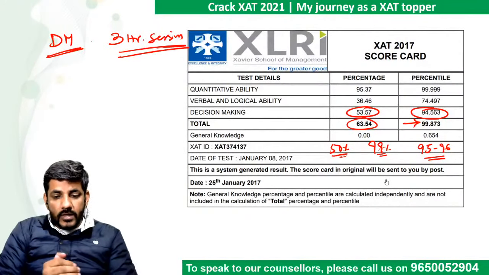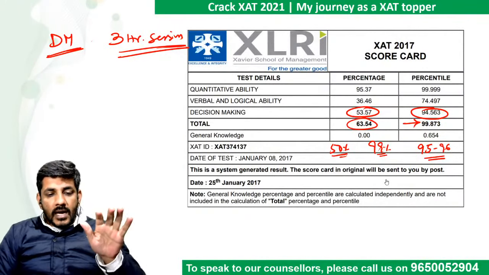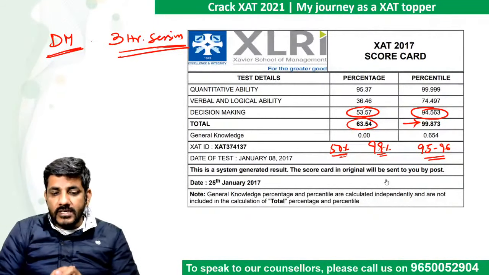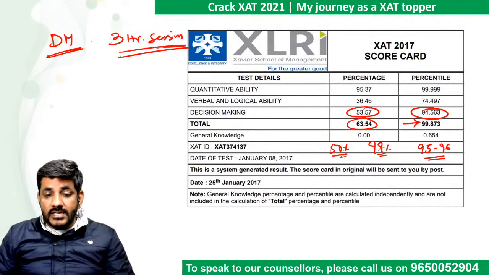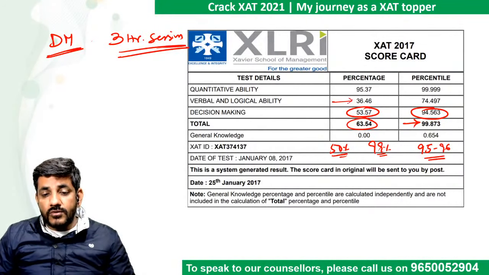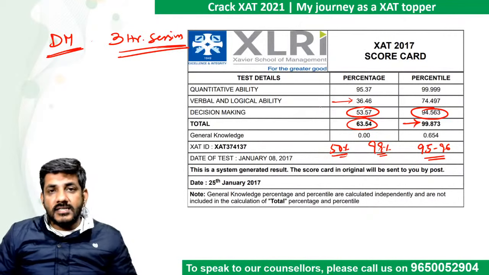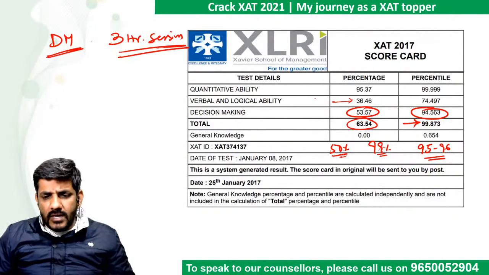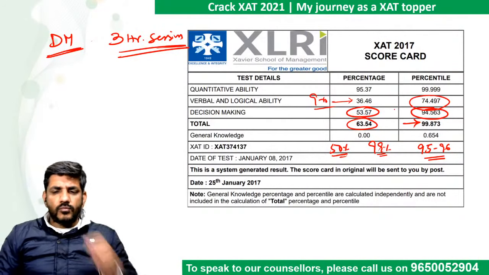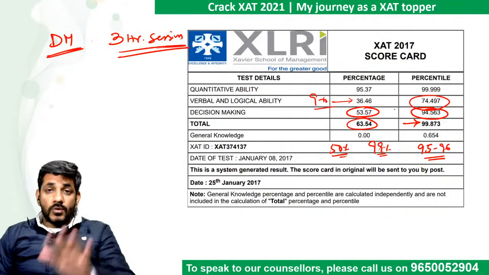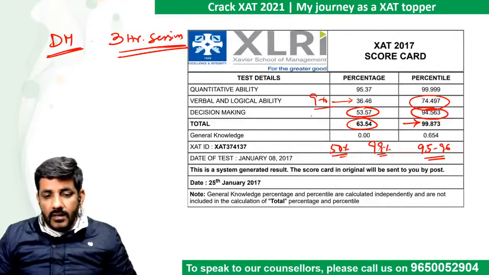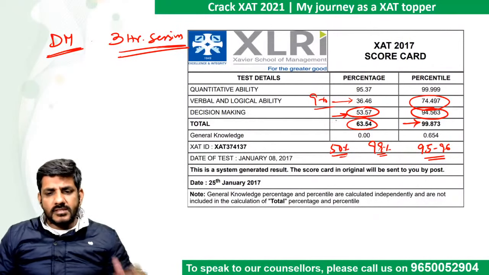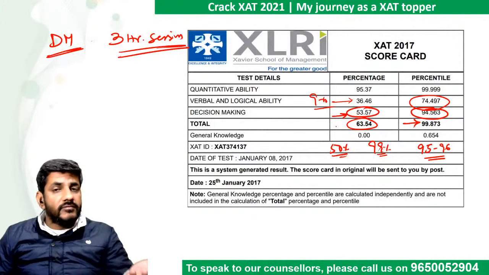So here again, what did I do? I first of all did verbal ability, logical ability. Verbal and logical ability. My percentage score is 36.46 out of 26. 36% out of 26, right? It was around 9 to 10, and this again cleared my cutoff because it was 74 point something percentile, but this was on the verge, I would say. I should have done a bit more. 53.57, this is slightly higher than the cutoff, so I have made my score here.